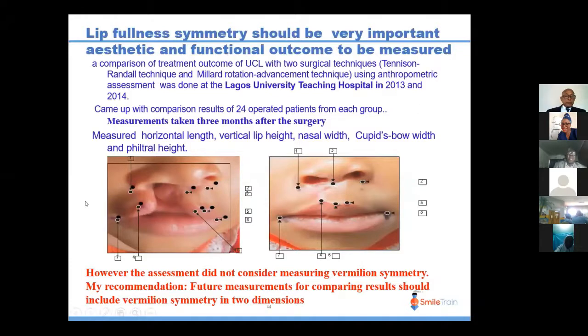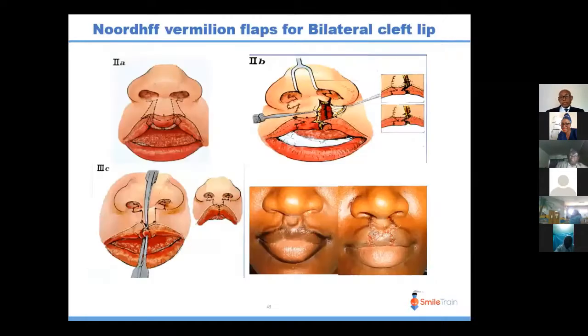I just came across a paper from Nigeria which compares the triangular flap with Millard's procedure. It has compared them very well. My purpose in presenting this is that he has not compared the Vermilion fullness on both aspects, because not much attention is given to the Vermilion. But in the future, I think we need to give attention to the symmetry and fullness of the Vermilion in any major repair.